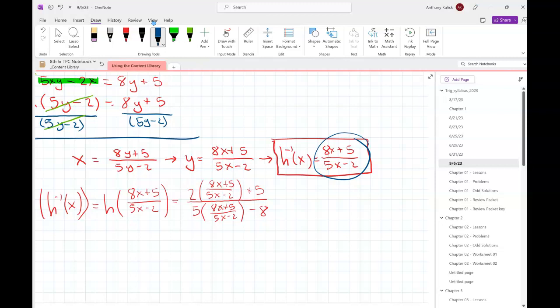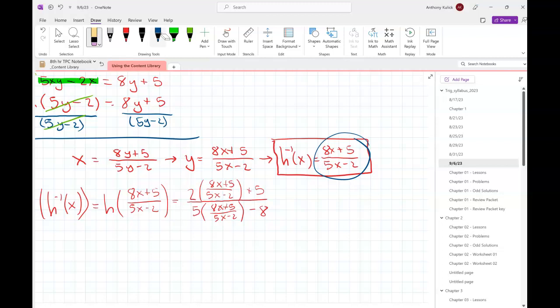Anyways, that guy is a rational function. A rational function is just a polynomial divided by another polynomial. Just kind of reviewing some vocab as we're going. All right. So, remember, we are here. We want to simplify this now.